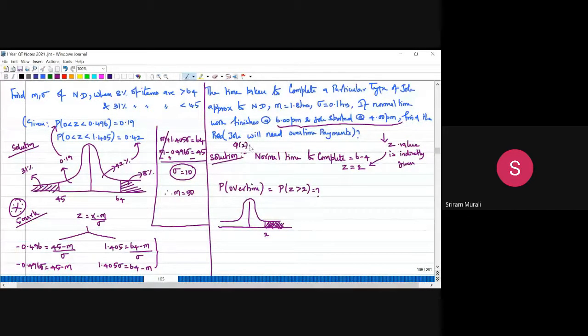Phi of 2 is 0.4772. The total area from 0 to infinity is 0.5, and I should subtract the area from 0 to 2. So this is 0.5 minus 0.4772, which is equal to 0.00228. Is this clear?